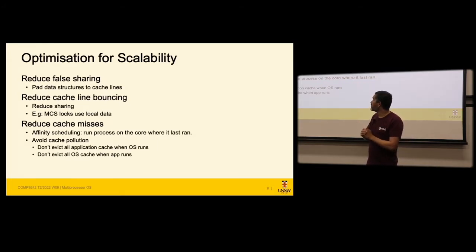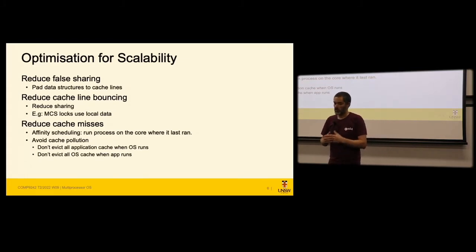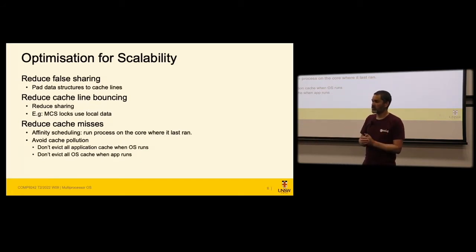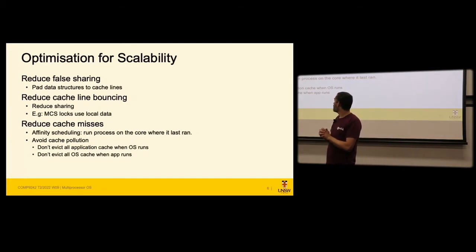Then you also want to reduce cache line bouncing, so reduce the sharing in general. So for example, implementations of MCS locks use local data. So you want to reduce the amount of shared data even in your implementation of locks, but in implementations of shared data structures and so on as well, or reduce the need for the shared data structures. And then you want to reduce the number of cache misses as well.